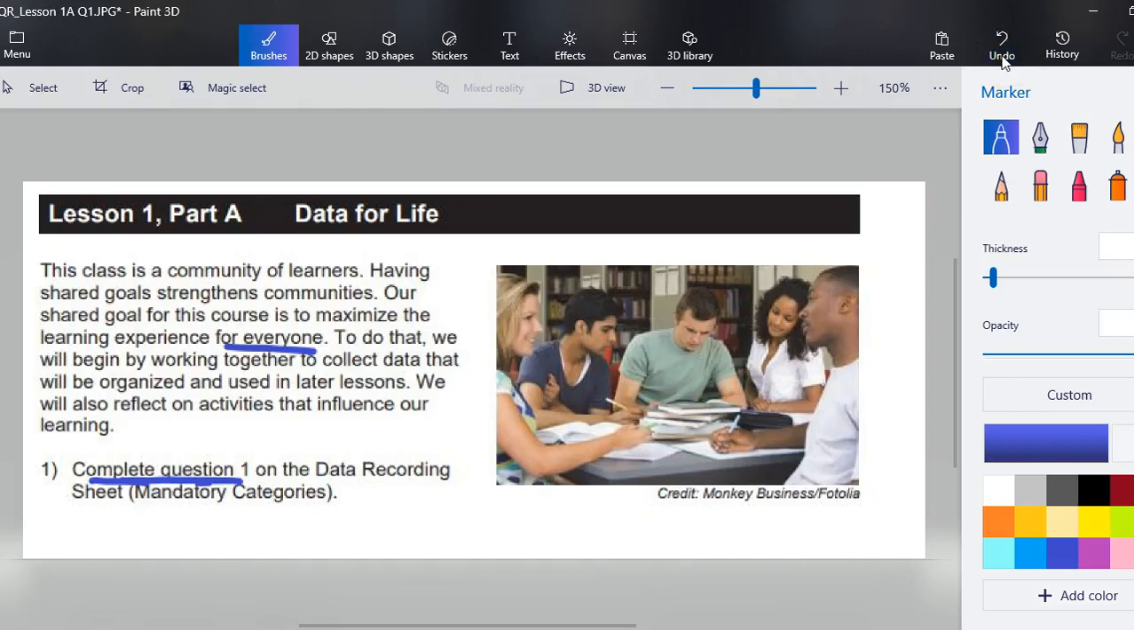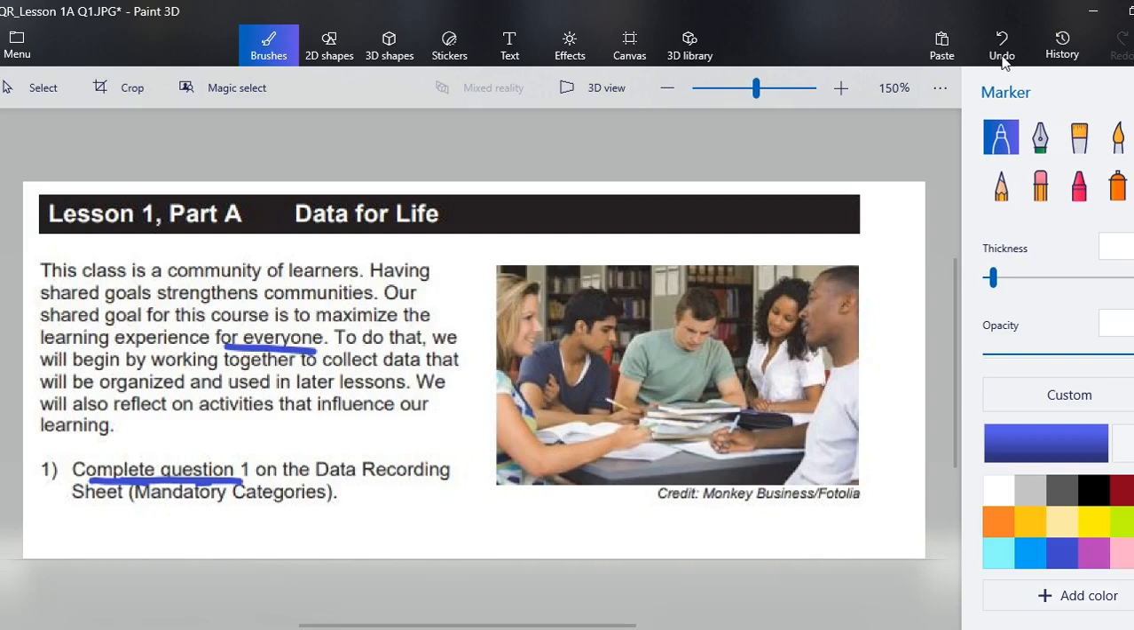Welcome to Lesson 1A. The title is Data for Life. This class is a community of learners. We are to have shared goals, and when we do, it strengthens our community. Our shared goal for this course is to maximize the learning experience for everyone.